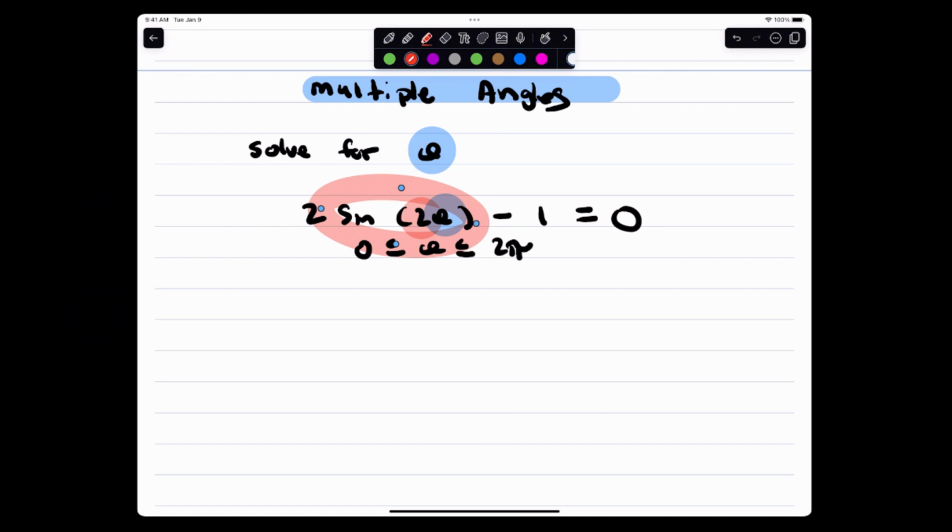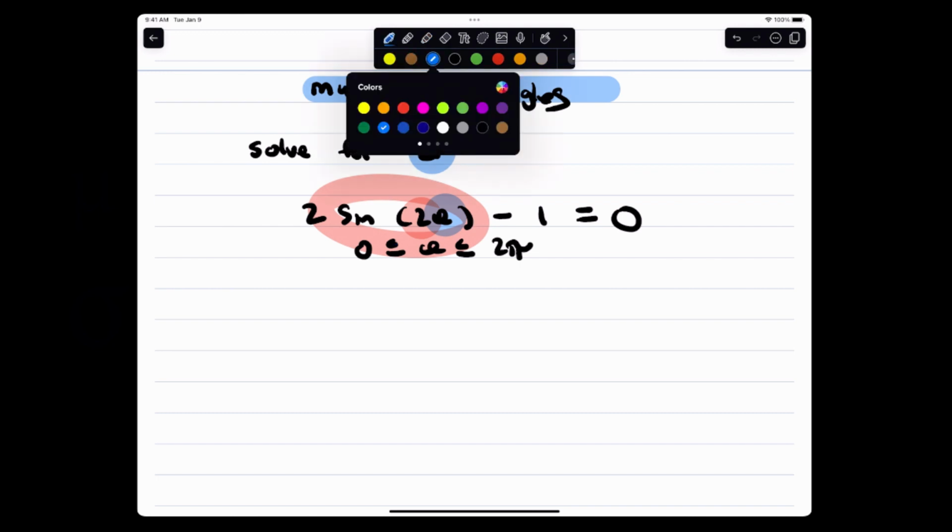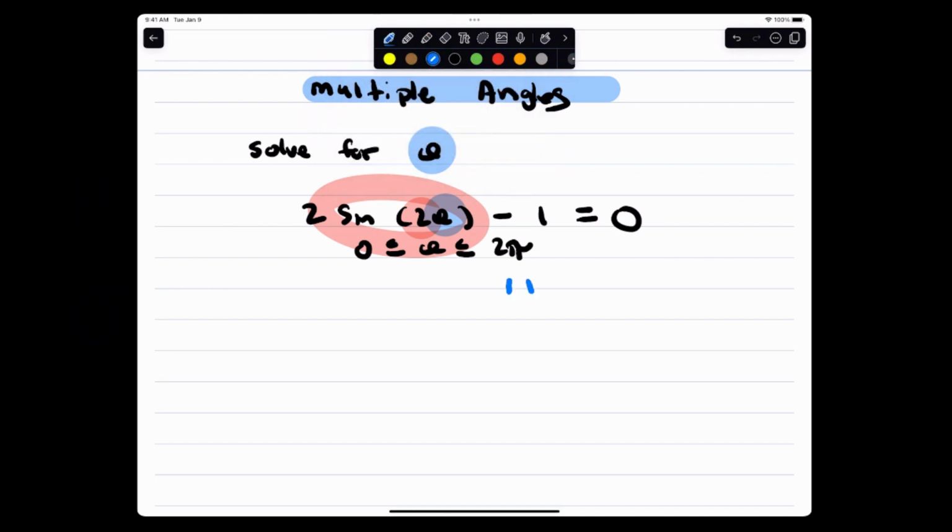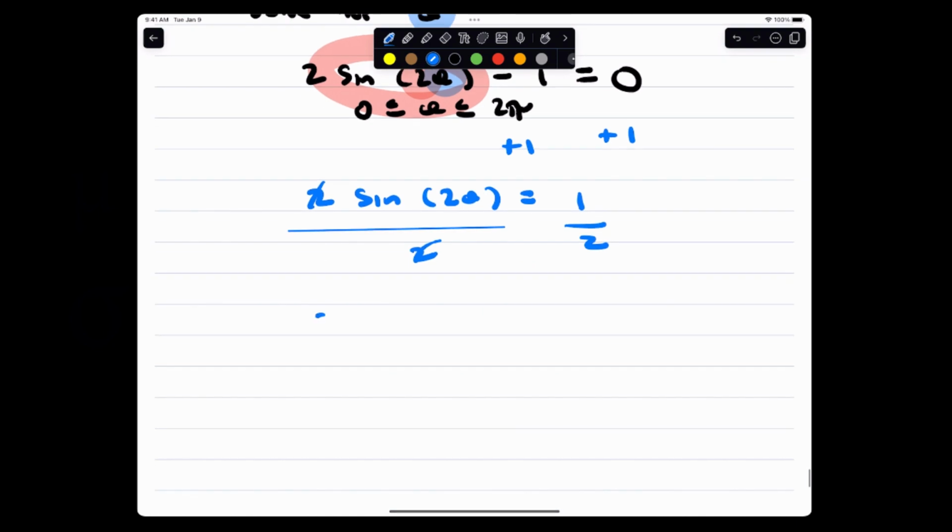So the first step again is going to be, like you did before, solve for sine. So you do that by adding 1 to both sides. And you now get 2 sine double theta equals 1. And we haven't solved for sine yet. Divide both sides by 2. And now you end up with sine of double theta equals 1/2.